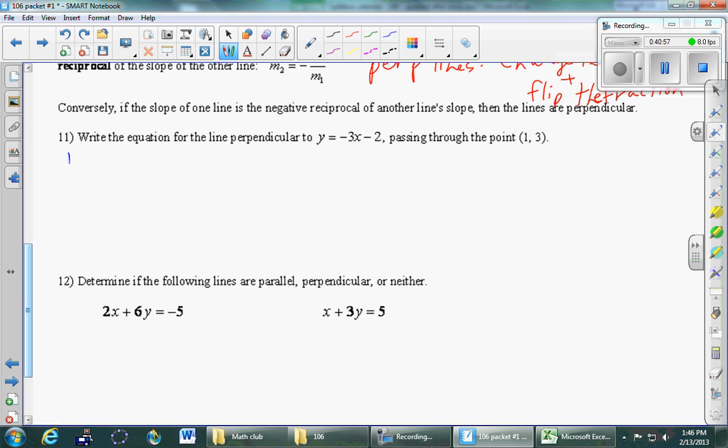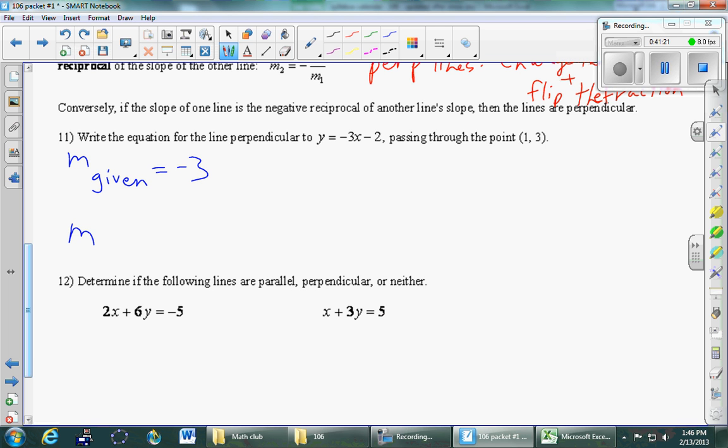So step 1 is to find the slope of the given line. Always start with the slope of the line that I give you. And I'm hoping we can just look at it. What is the slope of that line? It's negative 3. Right? It's just a number sitting in front of the x. Slope of the given line is negative 3.